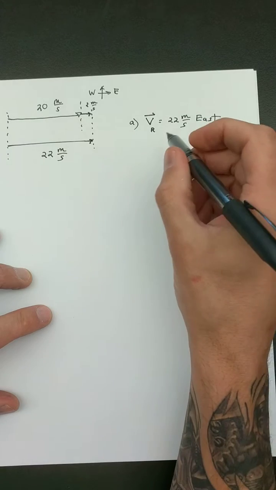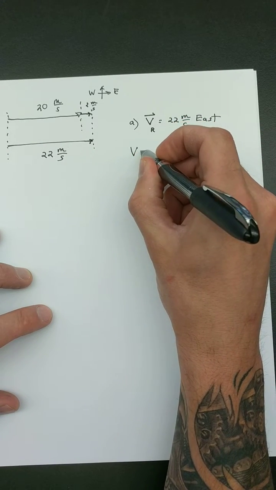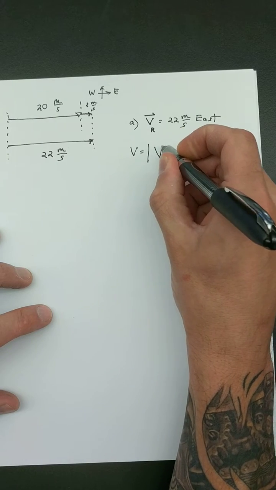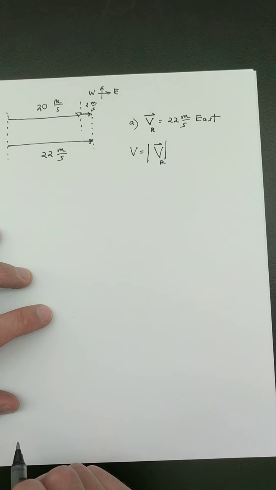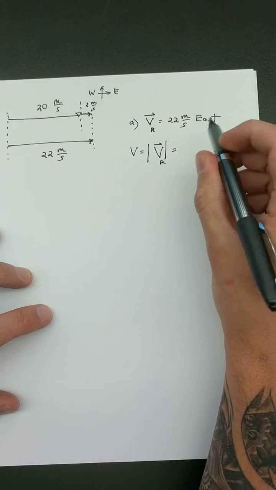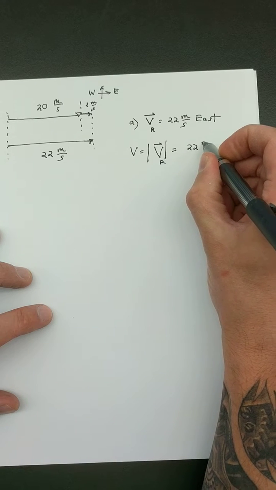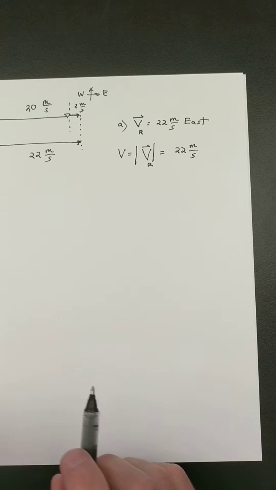If I wanted the speed, V speed is equal to only the magnitude, and I use the absolute value symbol to represent the magnitude of V_R, the resultant vector, and then that's just 22 meters per second. For a scalar, you don't need the direction.